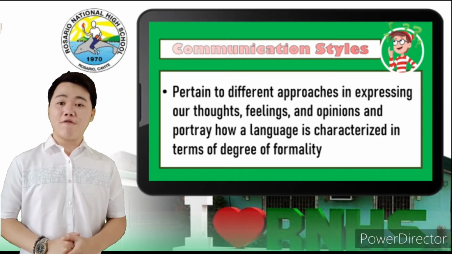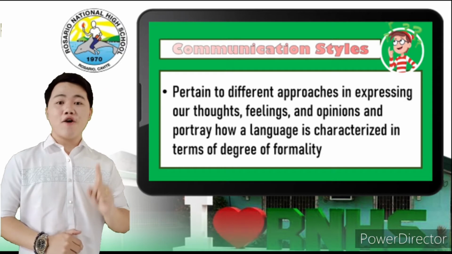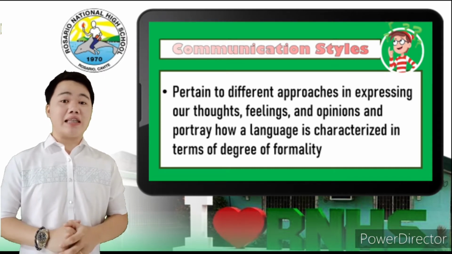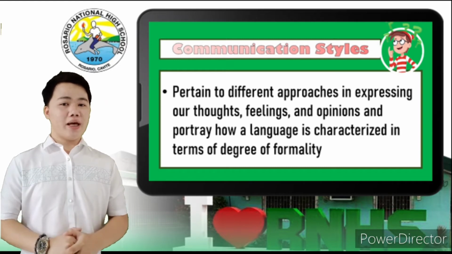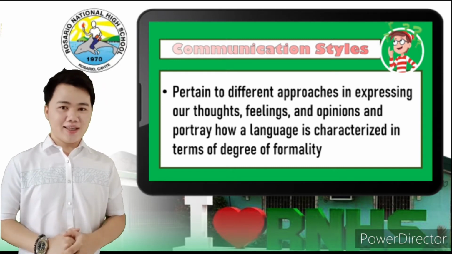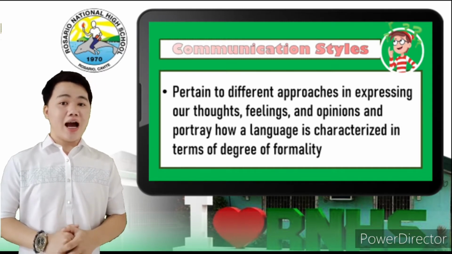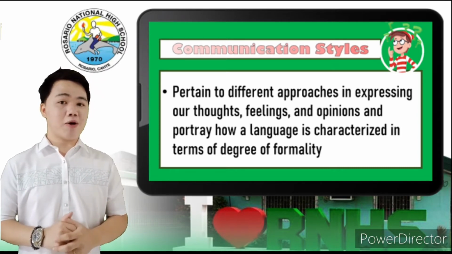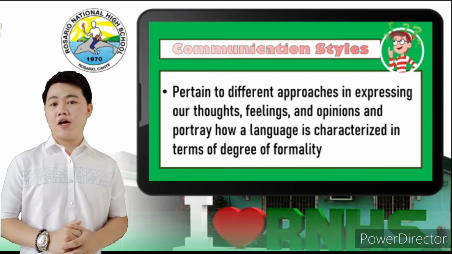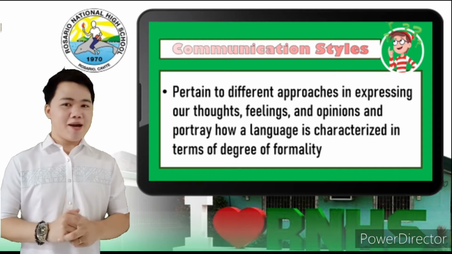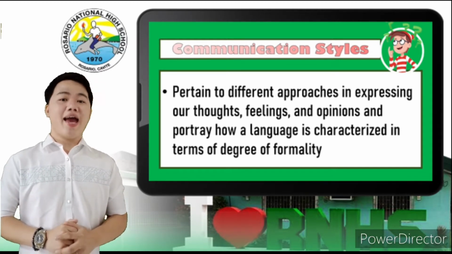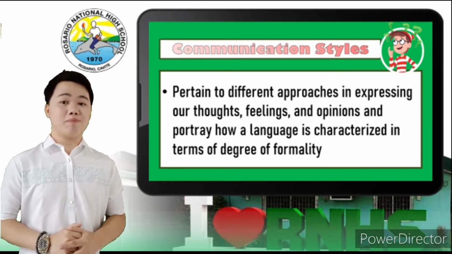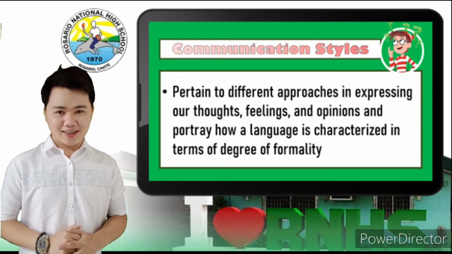Communication styles pertain to different approaches in expressing our thoughts, feelings, and opinions, and portray how a language is characterized in terms of degree of formality. Whenever we communicate our thoughts, feelings, and opinions, we need to consider our approach or our way of talking. For example, you meet our principal while he is in a ceremony. Do you think it's appropriate to say, "Hey principal, long time no see," or "Hey principal, what you doing?" Obviously, that is not right. You need to show some respect by means of considering formality.